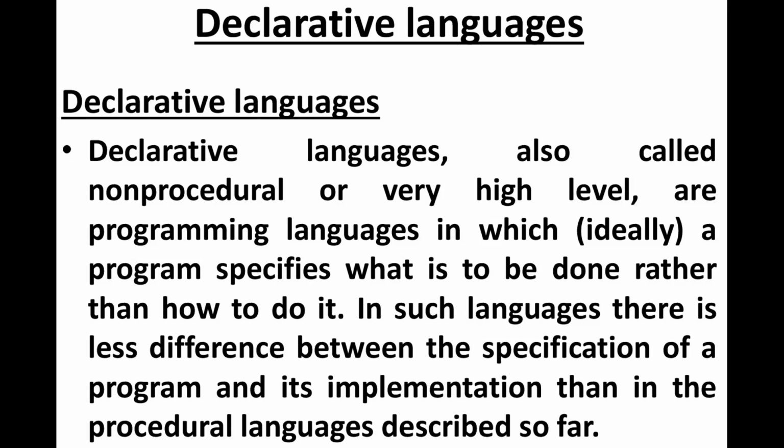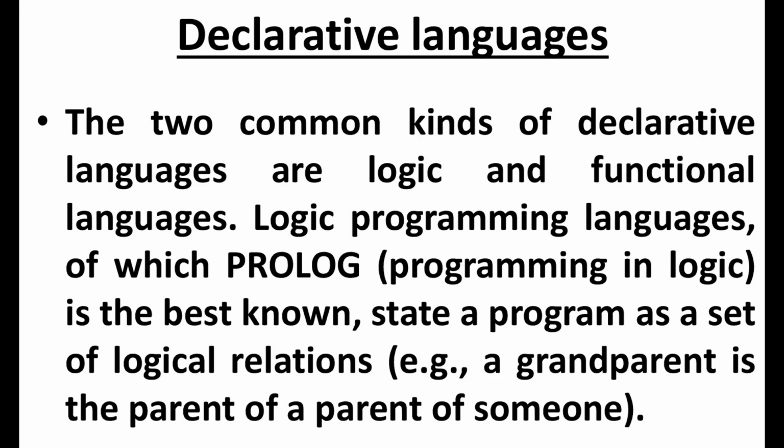Declarative languages. Declarative languages, also called non-procedural or very high-level, are programming languages in which, ideally, a program specifies what is to be done rather than how to do it. In such languages there is less difference between the specification of a program and its implementation than in the procedural languages described so far. The two common kinds of declarative languages are logic and functional languages.